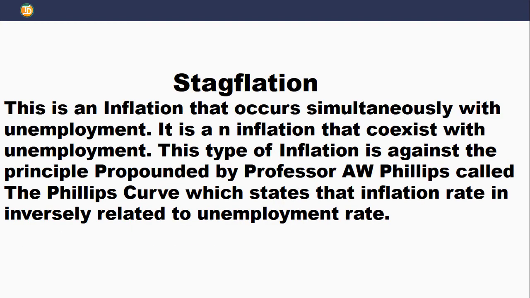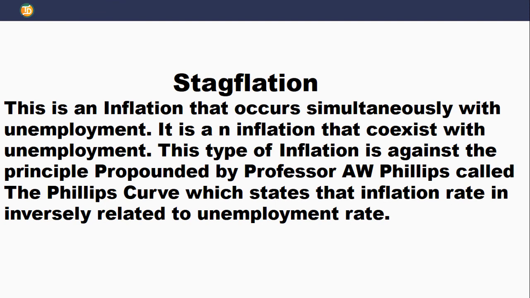The other type of inflation is stagflation. Stagflation is an inflation that occurs simultaneously with unemployment. So any inflation that occurs simultaneously with unemployment is called stagflation. So stagflation occurs simultaneously with unemployment, which means that it is an inflation that coexists with what? Unemployment. So stagflation is against the principle propounded by Professor A.W.